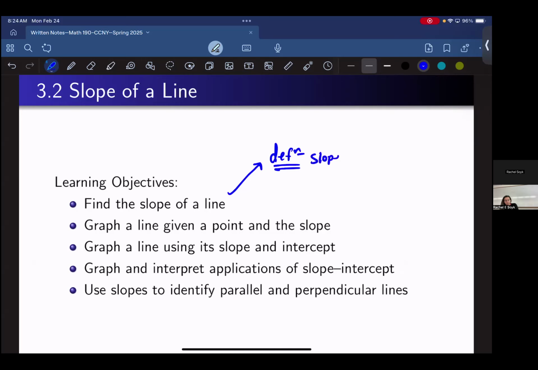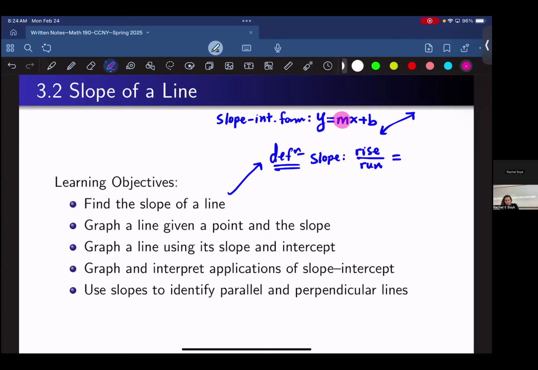Definition of slope, and we'll go over this more formally on later slides, but it essentially just means our rise over our run when it comes to a linear graph. If we're looking at our slope-intercept form, our y equals mx plus b, our m represents our slope.